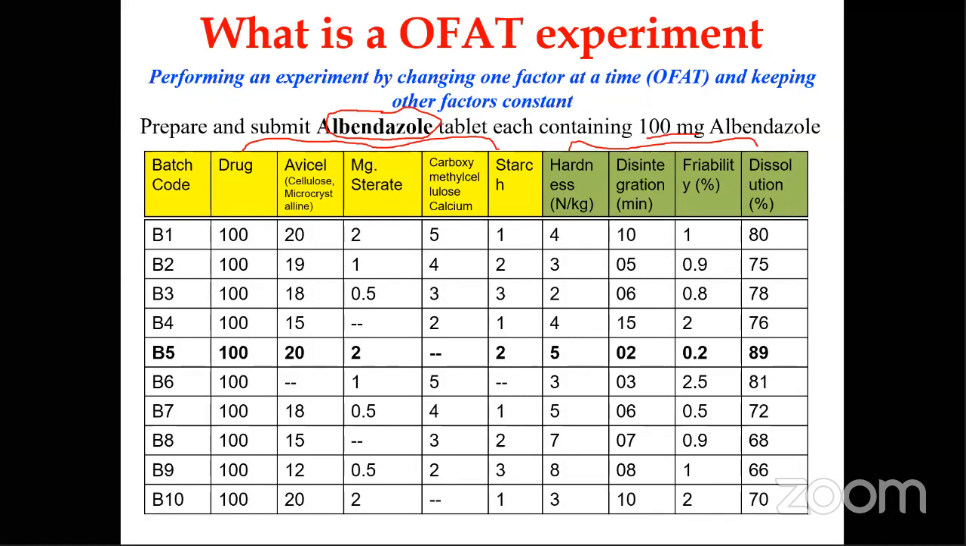And you're putting the terms like B1, batch 1, batch 2, batch 3, or you're writing F1, F2, F3, or some other names, whatever is feasible for you. And the drug remains the same, because the dose cannot be changed. It is 100 mg. So the only thing you're varying is the concentration of excipient. Let us say V cell, which ranges from around 12 to a highest of around 20. Similarly, magnesium stearate, calcium carboxymethyl cellulose and starch you are using, and you are measuring the responses like hardness, disintegration, friability, and dissolution.